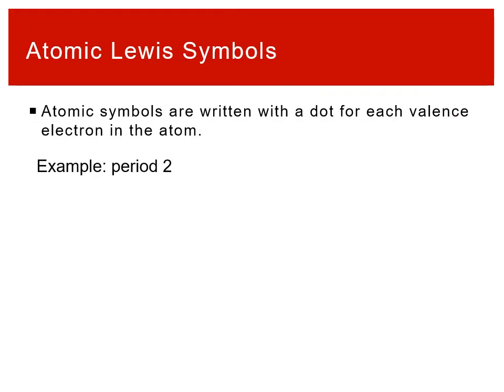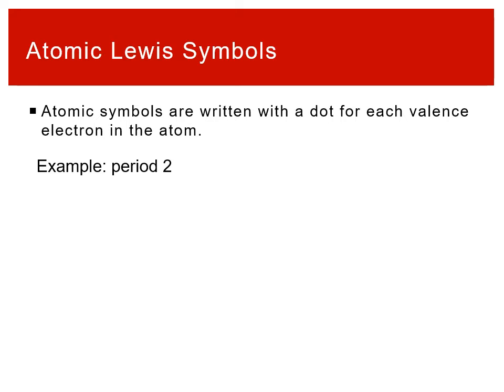So our end goal is to look at molecules, but it's probably a good idea to start with atoms. Let's think about what the Lewis symbols for atoms are. Okay, and so the idea here is we know we're looking at valence electrons. So what I'm going to do is write my individual atoms and then indicate how many valence electrons each atom has. And these are not atoms within a molecule, just isolated atoms by themselves.